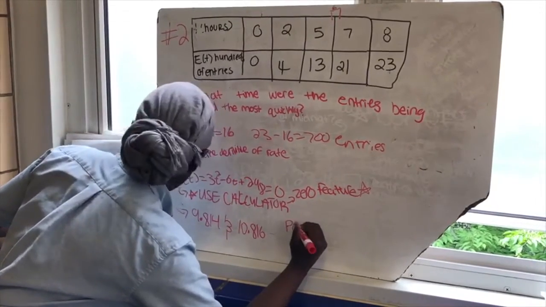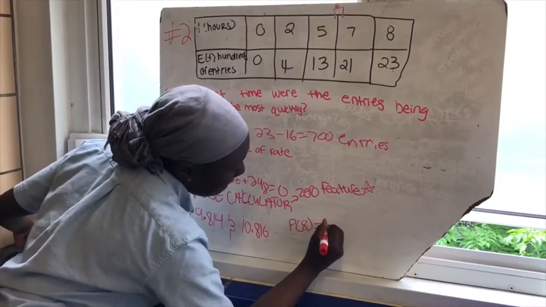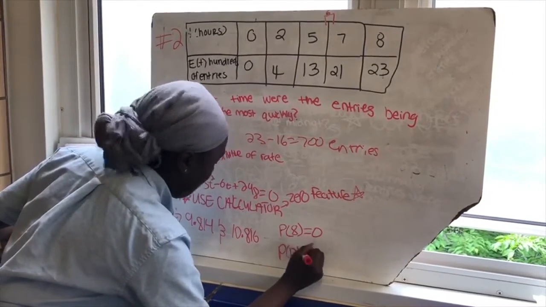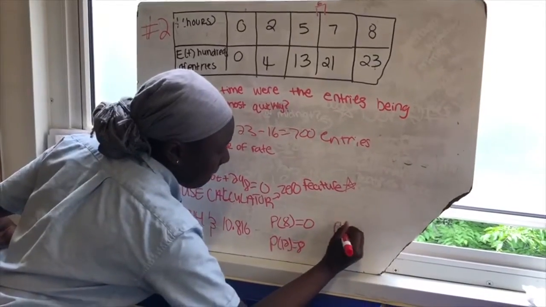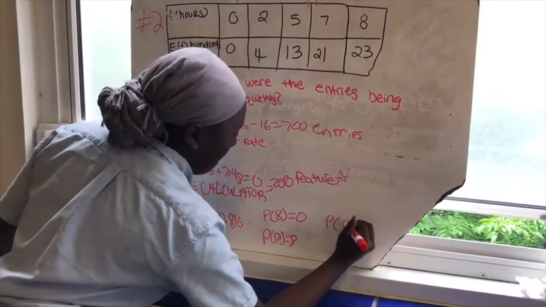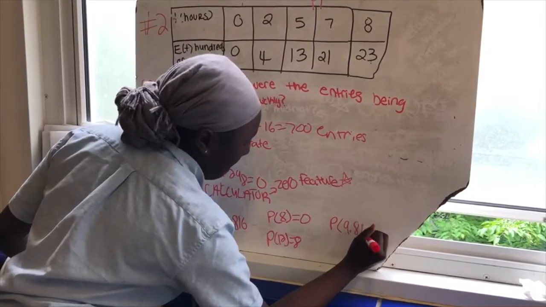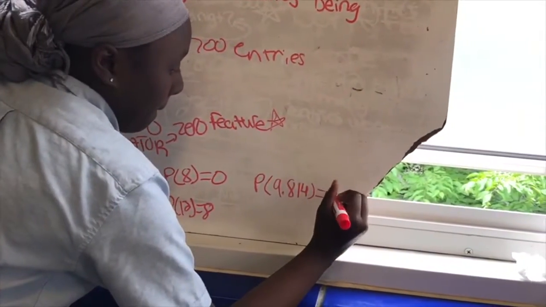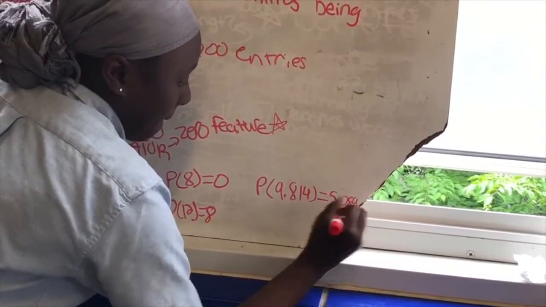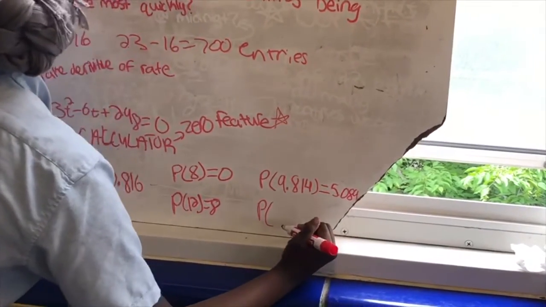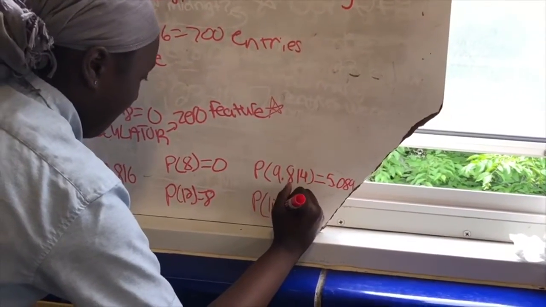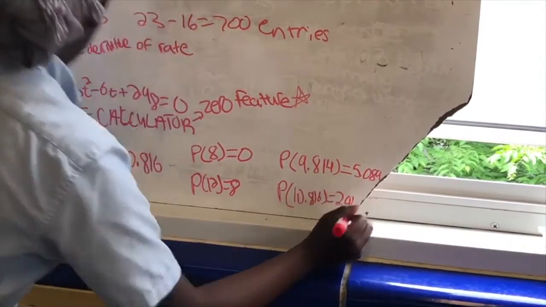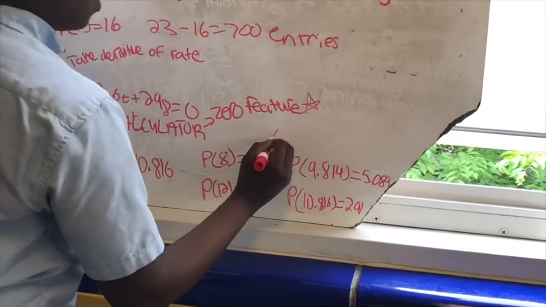So now you want to find the endpoints to see at what time the entries were being processed most quickly. So you do P of 8, and that equals 0, right? And then again, you do P of 12, and that gets you 8. And then you do P of 9.814, and that equals 5.089. And then you do P of 10.816, which gets you 2.91.